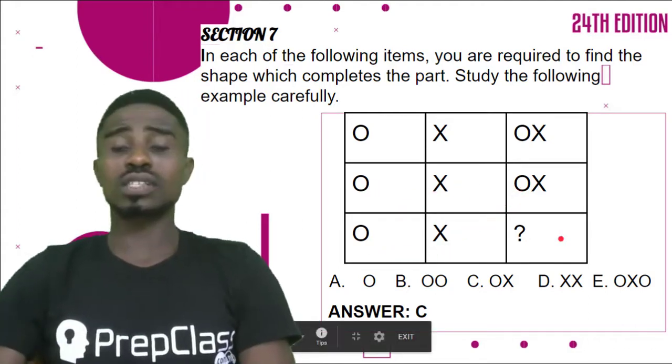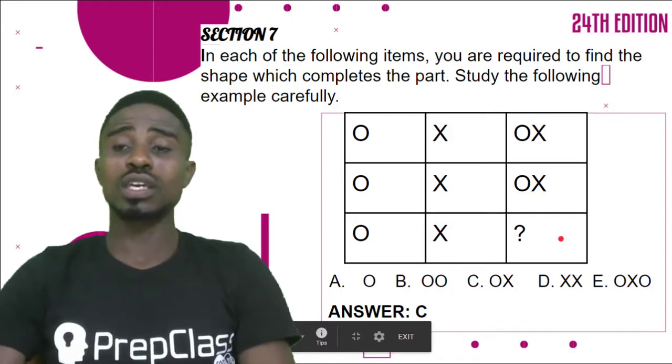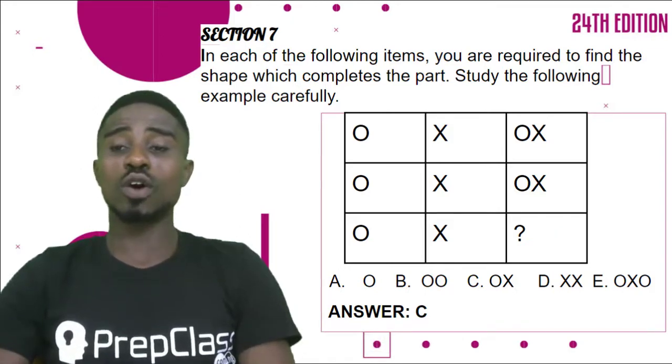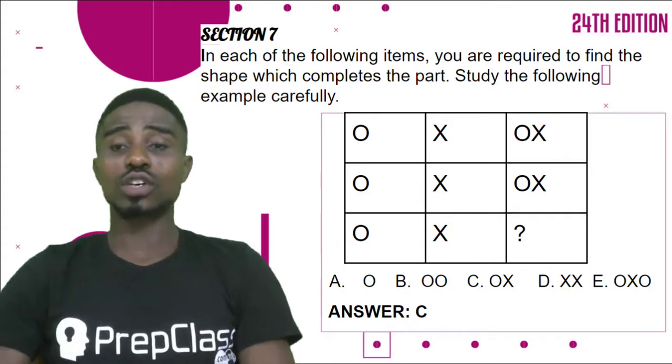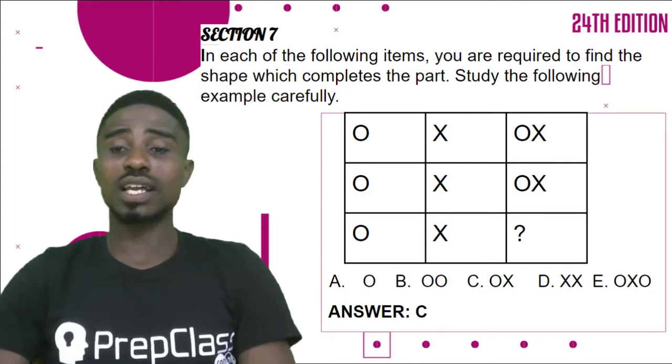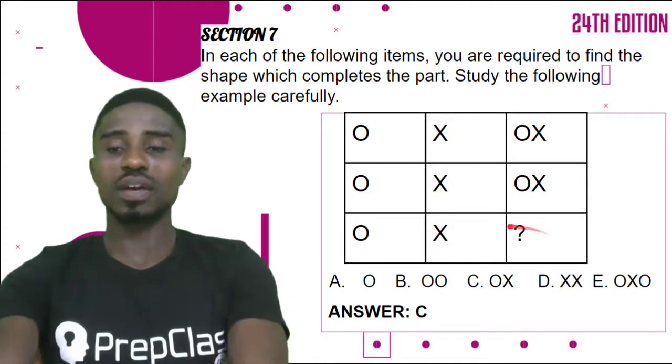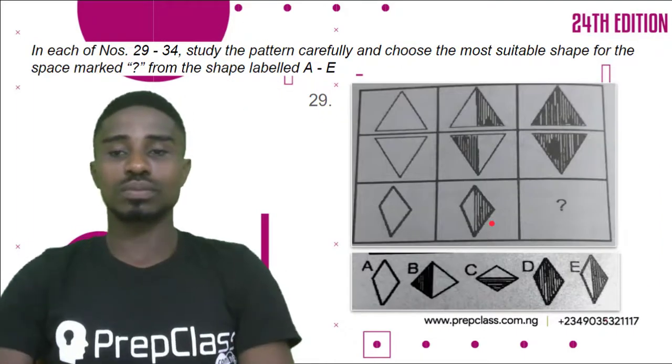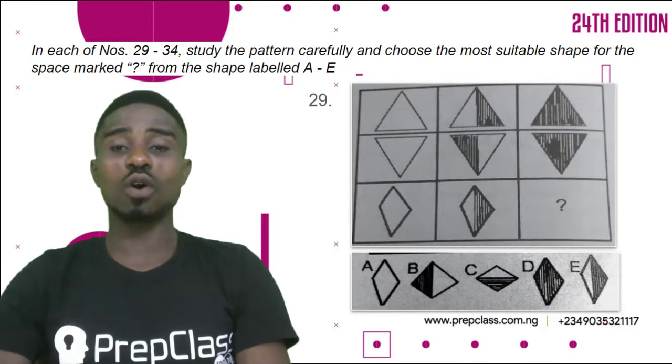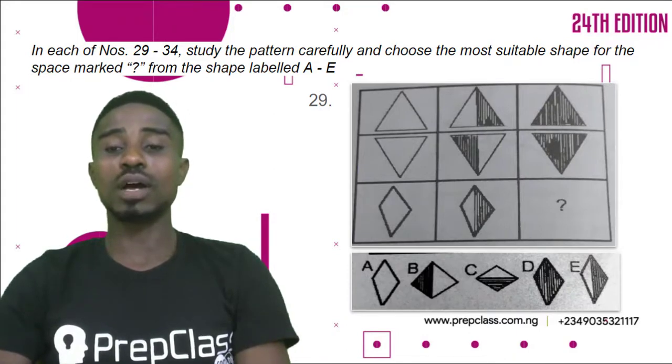So with this understanding, we are also going to be carefully studying other shapes in other questions to see how best to select the correct answer. Alright, let's look at them. So, in each of 29 to 34, study the pattern carefully and choose the most suitable shape for the space marked from the shape labeled A to E.